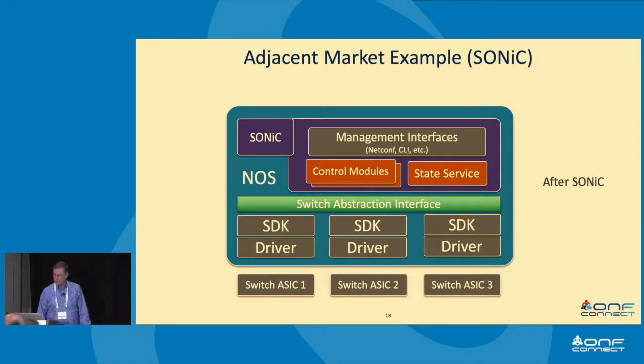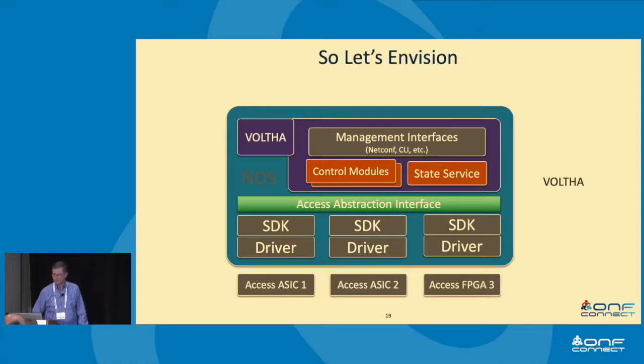Now, if I remove the name SONiC and put the name Voltha, here's the test. What's different? Not very much, right? So my point here is that through a parallel activity, we've come basically to the same conclusion or the same basic architecture within Voltha. We have an access abstraction interface. We abstract the silicon underneath. We have a basic state service within Voltha. We have modular control capabilities, and then we have northbound interfaces. So two different communities doing different things, coming up very much to the same conclusion.